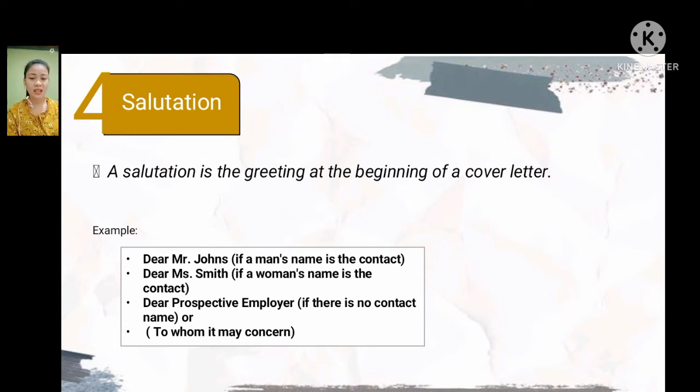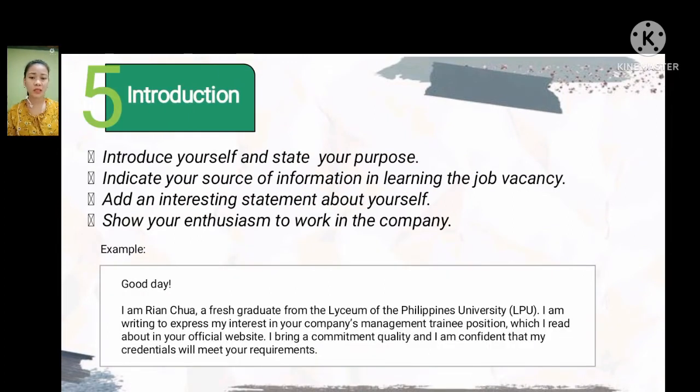Next part is the introduction. For the introduction, everyone, when you are going to write an application letter, in the first sentences you will introduce yourself, and then you could state your purpose why you're writing the job application letter, followed by your source of information in learning of the job vacancy, and then add an interesting statement about yourself, or maybe you could show your enthusiasm to work in the company.